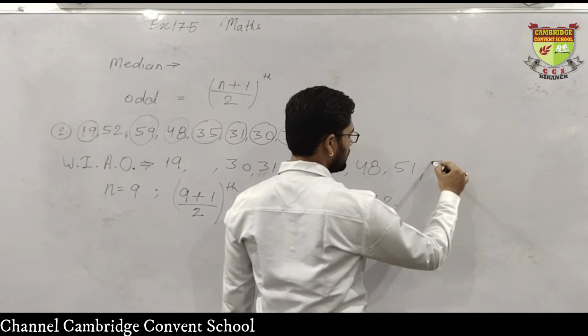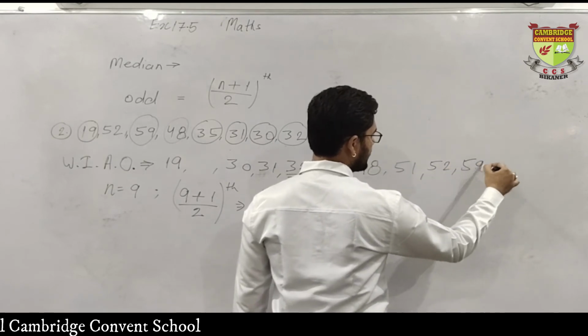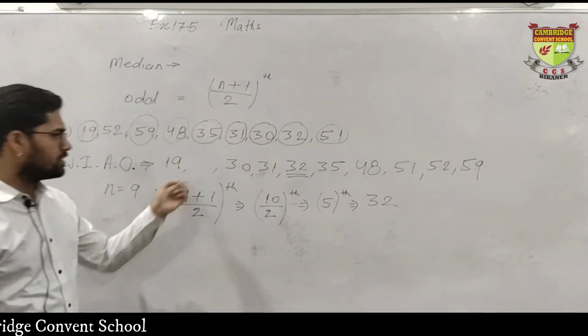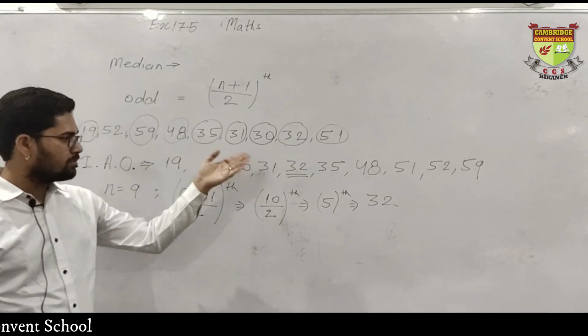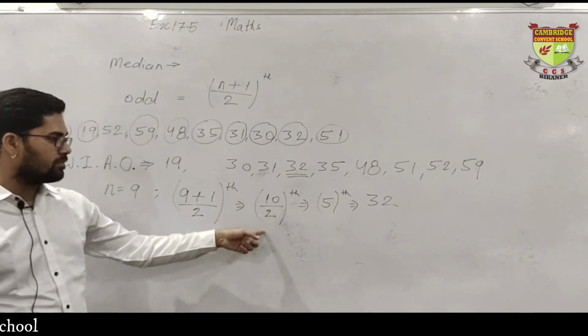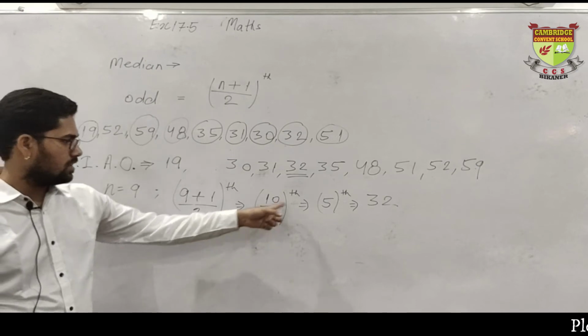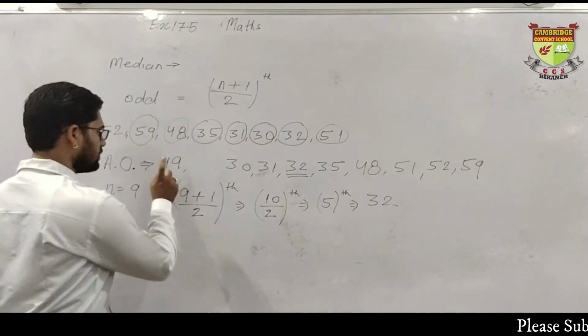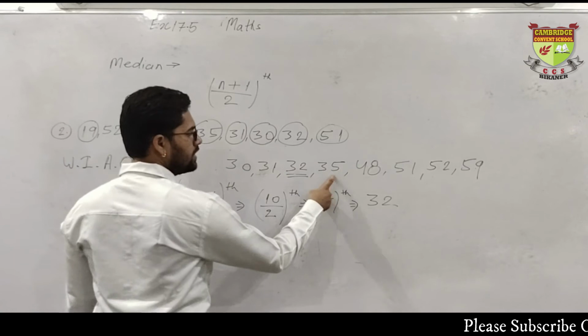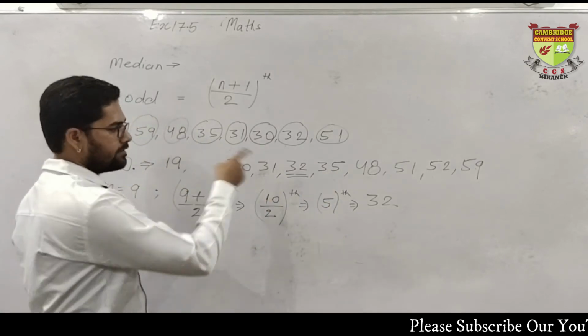After 51, 52 will come, then 59 will come, right? This question is changed. Still there are 9 numbers. Formula will be same, 10 upon 2. Yes. Fifth number. What will be fifth number? 1, 2, 3, 4, 5. At that time 35 will be median.